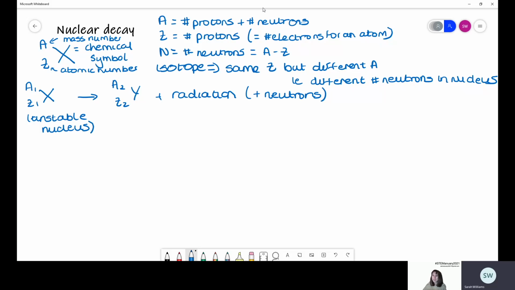Okay, so there are three types of radiation we need to discuss at GCSE level. There's alpha radiation, there's beta radiation, and there's gamma radiation.